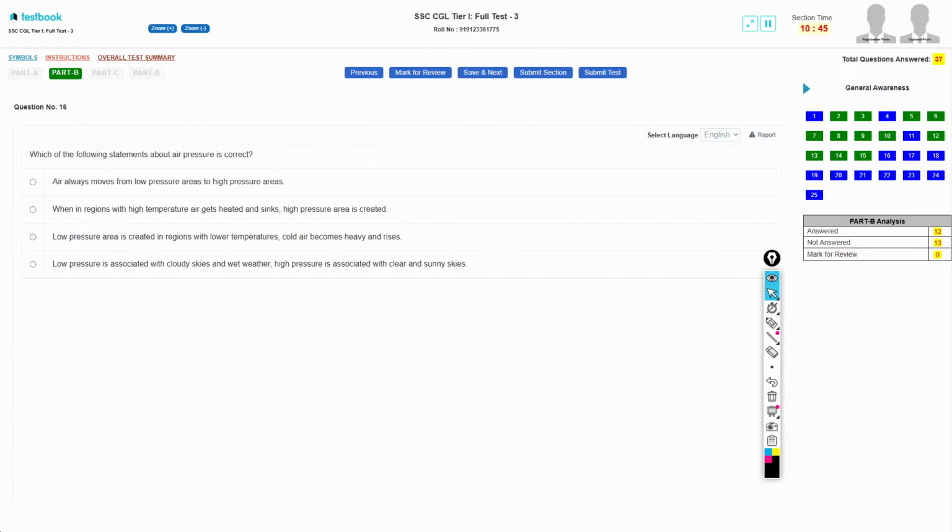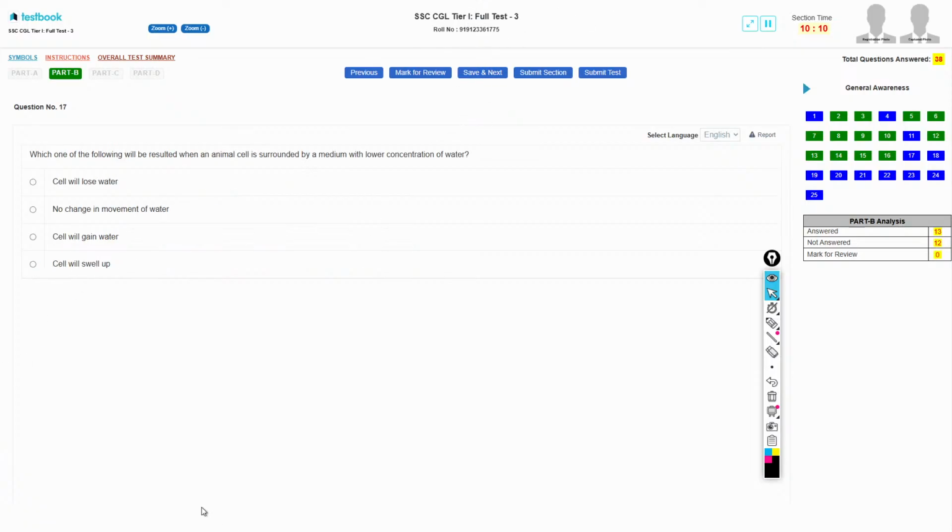Which of the following statements about air pressure is correct? Air always moves from low pressure to high pressure. No. In a region with high temperature, air gets heated and expands, so a low pressure area is created. No. High pressure is created in a region with lower temperature. Okay. Low pressure is associated with cloudy sky and wet weather. High pressure is associated with a clear sky.